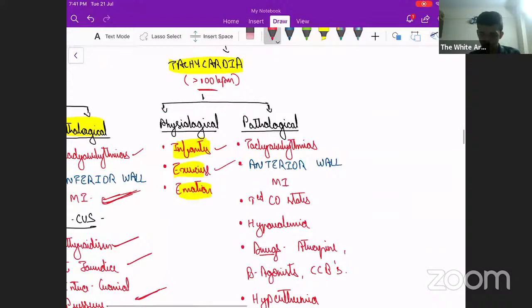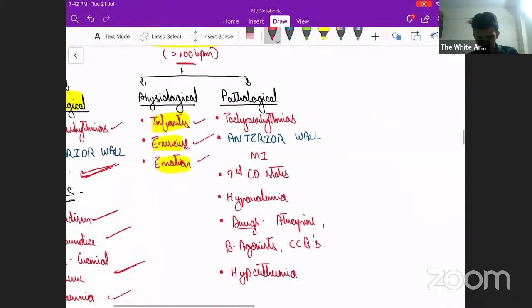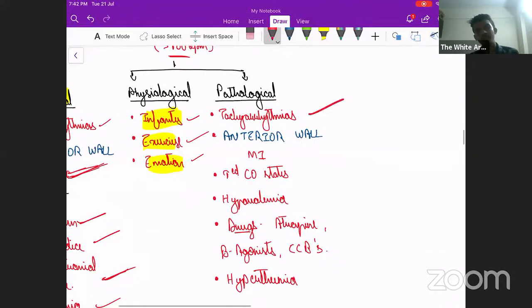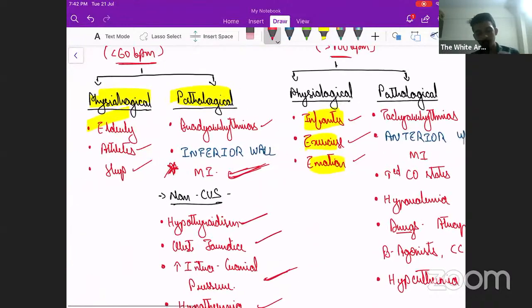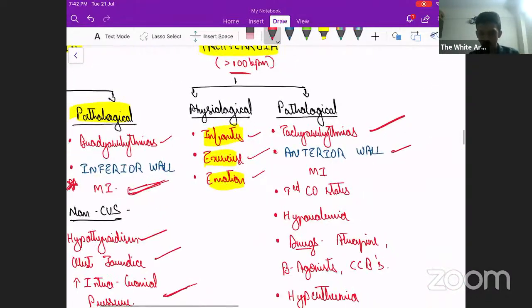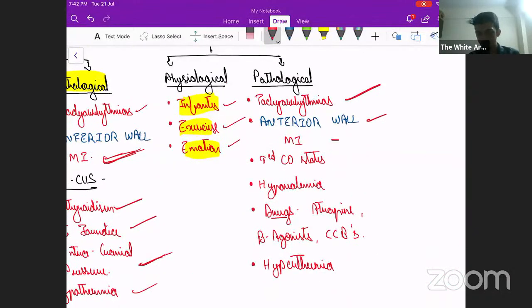In case of exercise and emotion like anger and anxiety, there will be increased sympathetic discharge, which will cause the increase in the heart rate. Pathological: again, tachyarrhythmias like atrial and supraventricular arrhythmias, then the ventricular arrhythmias, like ventricular fibrillation, all those common causes. Anterior wall MI. Why does anterior wall MI cause tachycardia? Inferior wall MI causes bradycardia, you've got to know the inferior wall. Anterior wall MI is mainly again because of, okay, you guys answer for that.